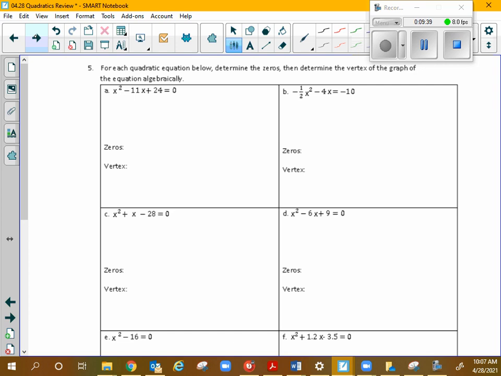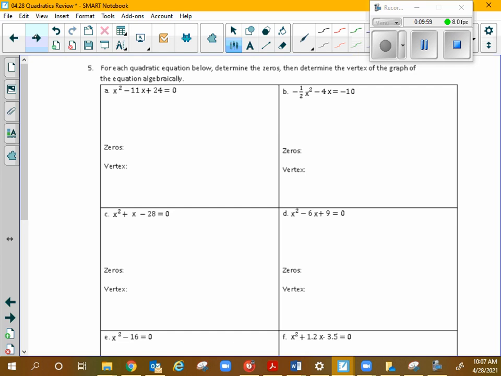All right. X squared minus 11x plus 24. They're asking me for my zeros. They're asking me for my vertex. If they're looking for zeros, I need solutions, right? So I need to start thinking about my approach. Am I going to complete the square? Am I going to solve by square root? Am I going to factor it? Am I going to use quadratic formula? And so on and so forth.